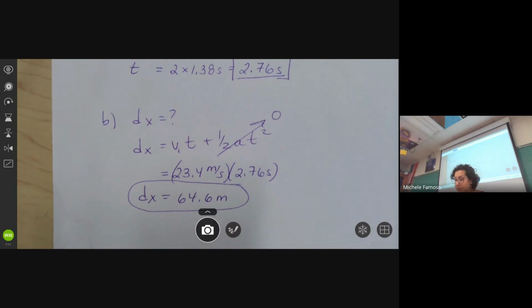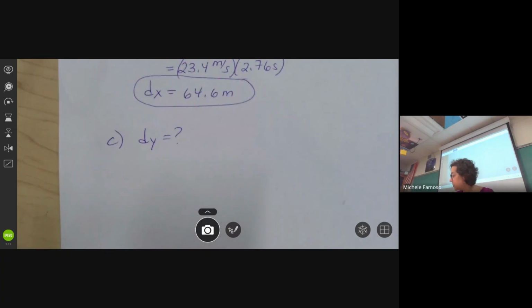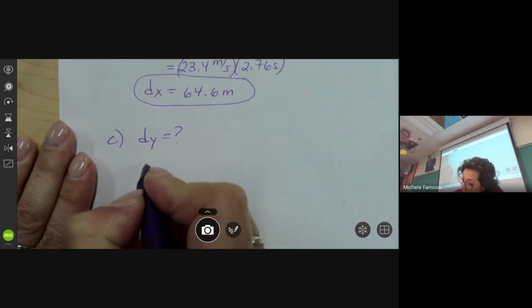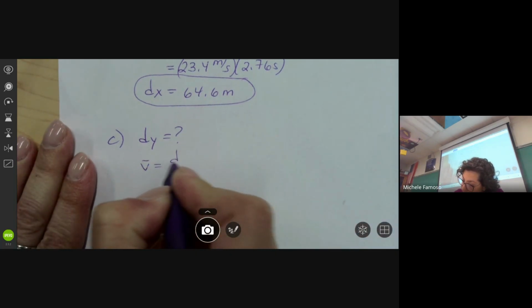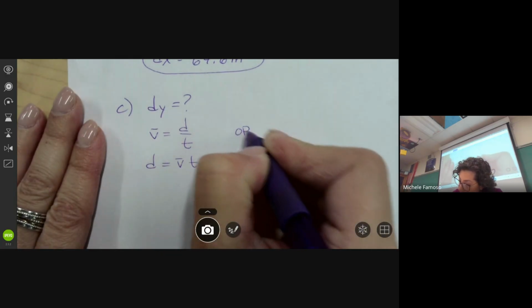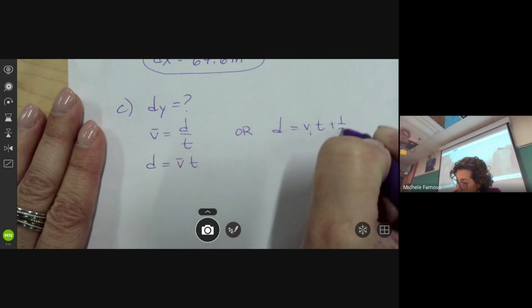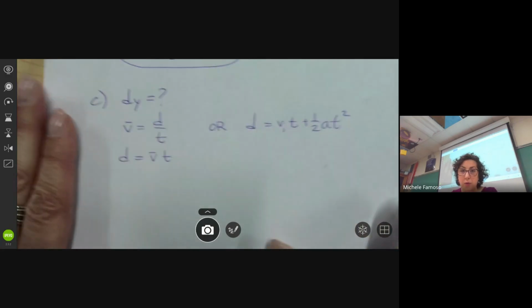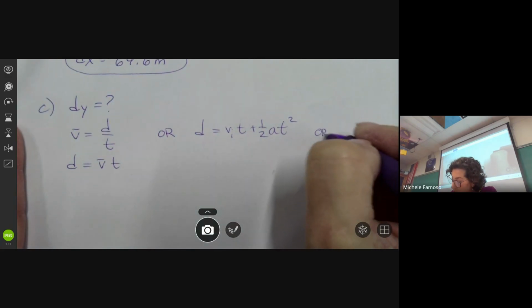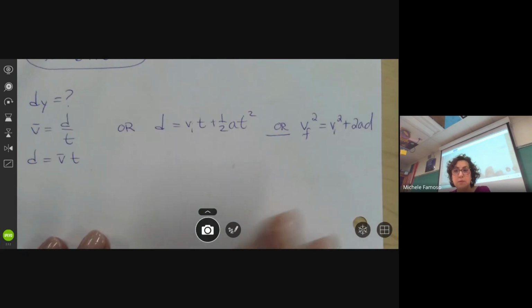Audrey? Can you do part C? So in part C, I want the vertical height. There's 3 different ways to get it. You can either use V bar is D over T, so D is V bar T, or you could use D is VIT plus 1/2 AT squared, where nothing cancels out, or you could use VF squared is VI squared plus 2AD. Which way do you want me to do it?